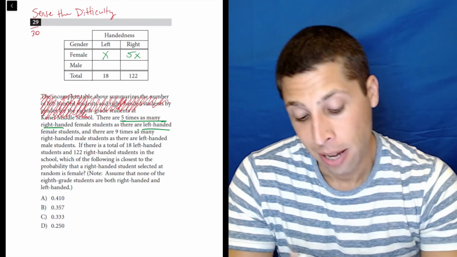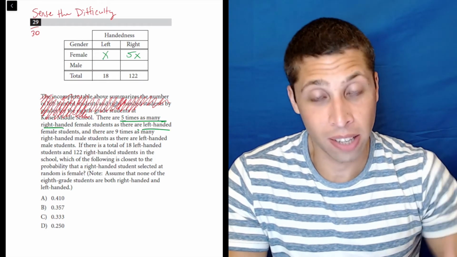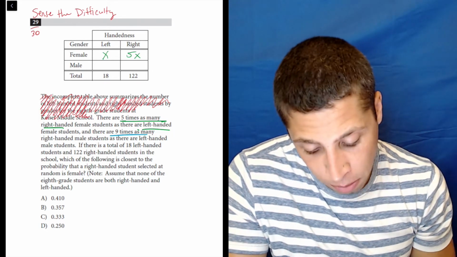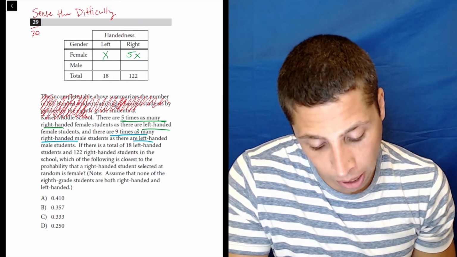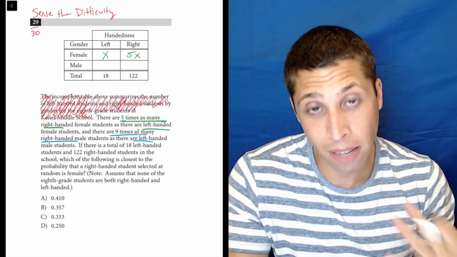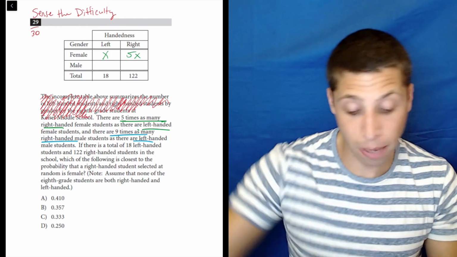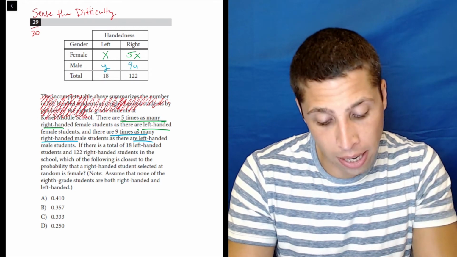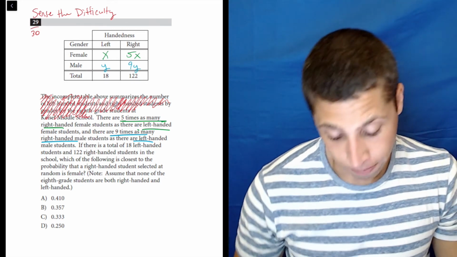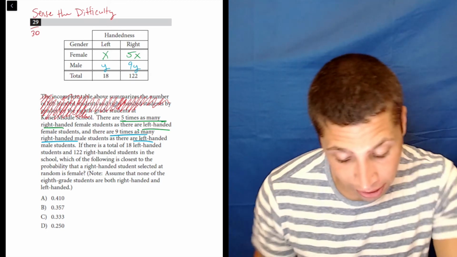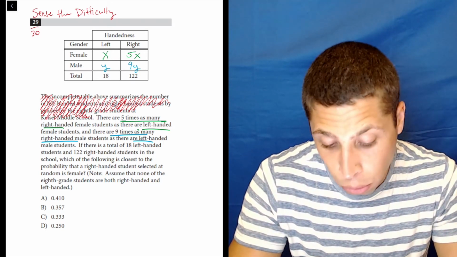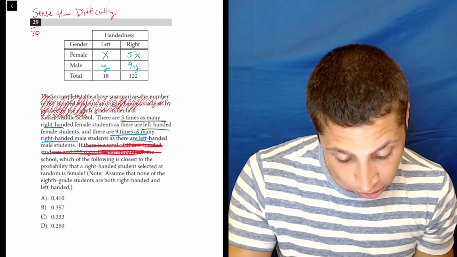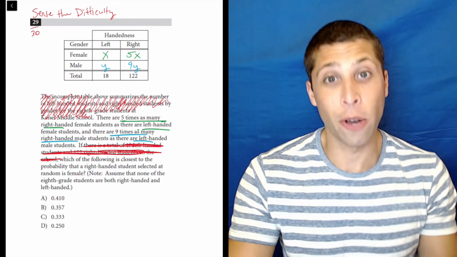and I'll figure it out later. The next part of the sentence is similarly just like, well, I'm going to write it down because I can. There are 9 times as many right-handed male students as there are left-handed. Okay, so the same formula fits, but instead of x, because we're a different kind of thing, I'm going to use y. So there are y left-handed male students and 9y right-handed students. If there's a total of 18 left-handed students and 122 right-handed students in the school, which is in the chart, so again, this is a sentence that doesn't really do me any good, so let's just erase it because I already know that to be true.